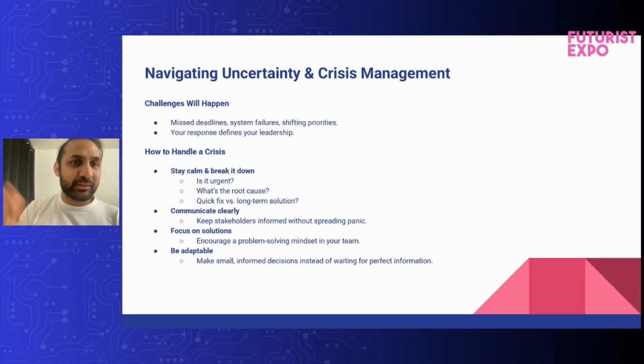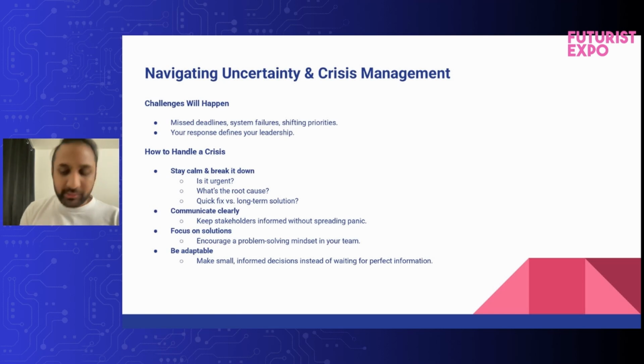This is related to crisis management. What happens if things go wrong and are not working properly? Again, stay calm. Don't be like, oh, what should I do? Just clearly assess: is this urgent? What is the problem? Should I go for a long-term or a quick fix? As I mentioned with the outage, sometimes it's better to go for a short-term fix immediately to mitigate it, and later you can go for an architecture change or some long-term solution. It can happen, but don't panic.